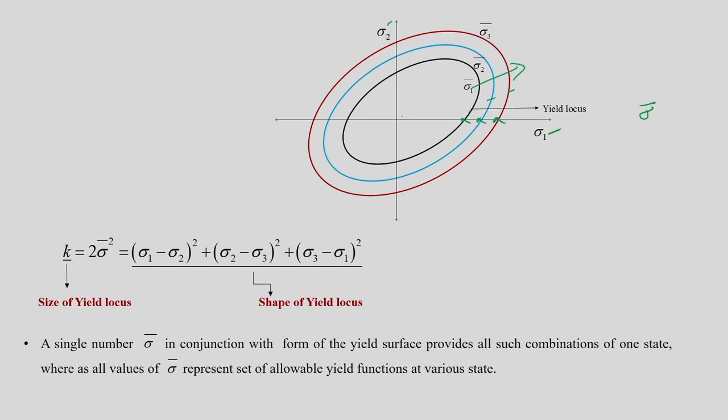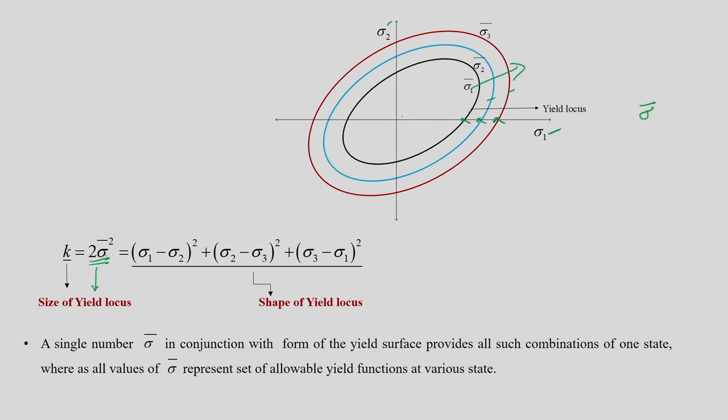And this is the von Mises yield function effective stress, you know this, right? So 2 sigma bar square is equal to (sigma 1 minus sigma 2) the whole square, plus (sigma 2 minus sigma 3) the whole square, plus (sigma 3 minus sigma 1) the whole square. This is what we derived for the effective stress for the von Mises equation. This 2 sigma bar square, in general you can call it k, or you can leave it as it is. It signifies the size of the yield locus, and the right side of this equation tells the shape of the yield locus.